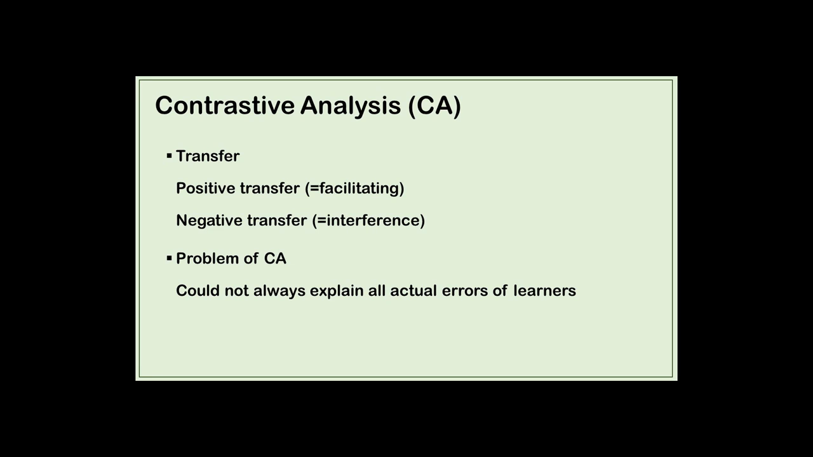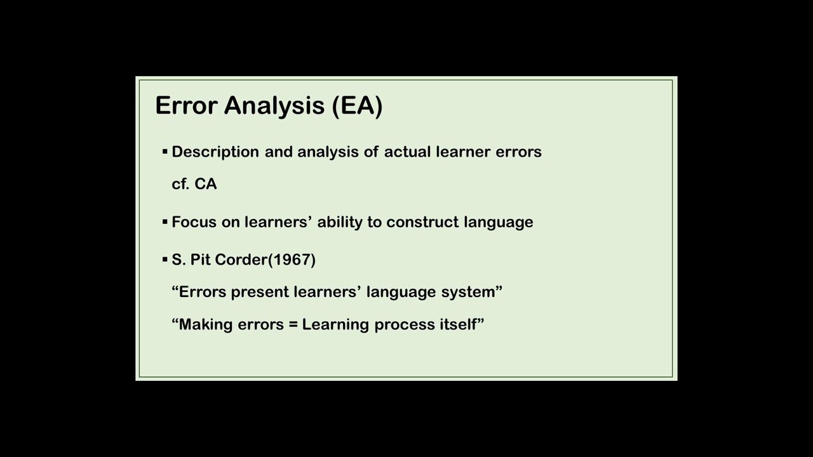CA was also criticized by other scholars because of the problems that it had. Some errors that CA did not predict occurred, and some errors that CA predicted did not occur. Error Analysis (EA) is the approach to SLA that complements the problems of CA. Unlike CA, which predicts learner errors through comparison between two languages, EA identifies the causes of learner errors that have already occurred. Also, EA is the first SLA theory that focuses on learners' ability to construct language.